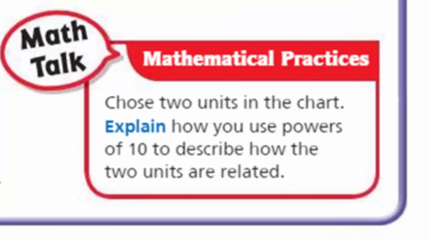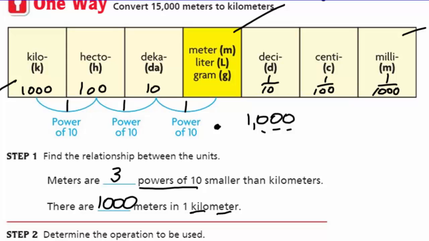Now, it does say here, Math Talk: choose 2 units in the chart. Explain how you use powers of 10 to describe how the 2 units are related. Well, if we go back up to the chart, we can see that they're related in a lot of different ways. Every unit is 1 power of 10 different from the one to the left and to the right. It's either 1 power of 10 greater or 1 power of 10 smaller. Here the kilometer is 10 times greater than the hectometer, and so forth.